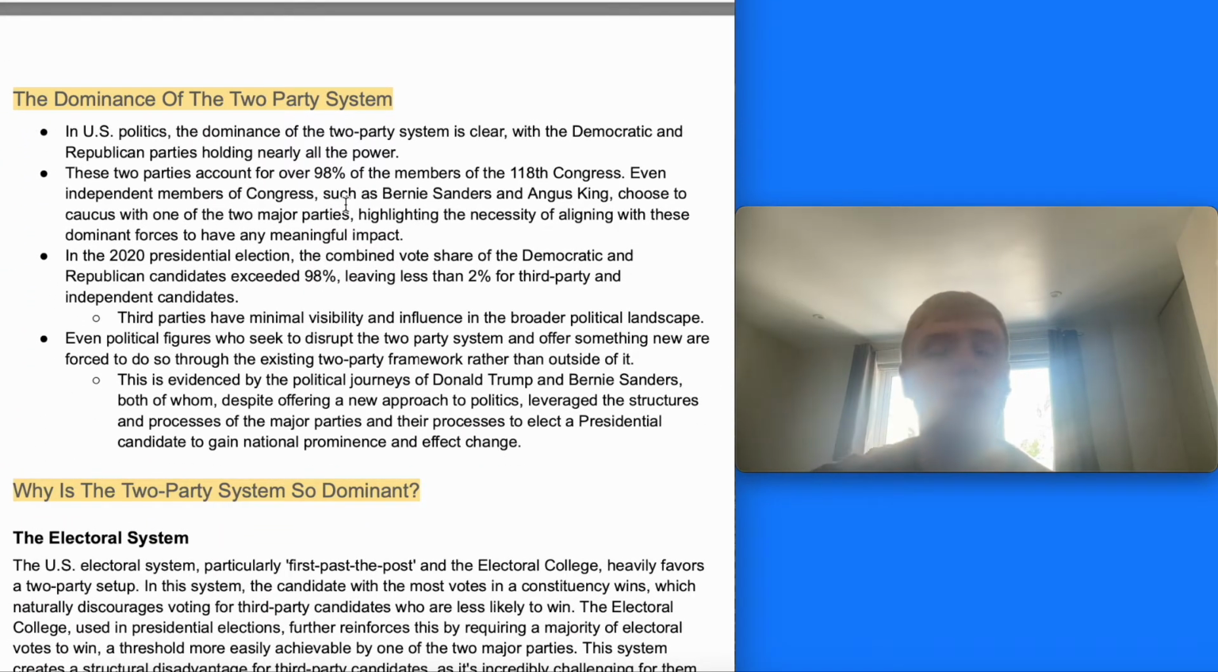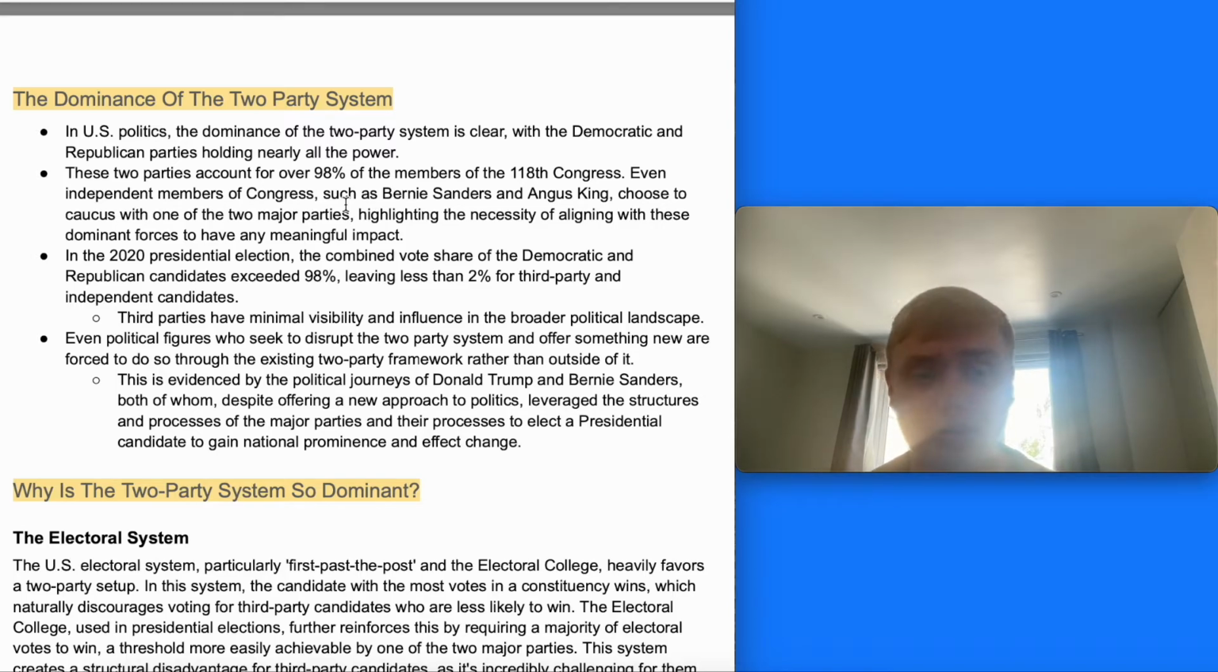Overall, however, the two-party system is dominant, with Democratic and Republican parties holding nearly all of the power in the US political system. The two parties account for over 98% of the members of the 118th Congress. Even independent members of Congress, such as Sanders and King, choose to caucus with one of the two main parties, highlighting the necessity of aligning with these dominant forces to have any meaningful impact.